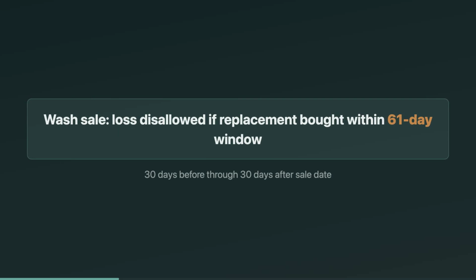Start with wash sales. A wash sale happens when you sell a security at a loss and you buy the same or substantially identical security within the 30 days before or 30 days after the sale. That's a 61-day window centered on the sale date. It even counts if your spouse buys the replacement shares. The loss isn't gone forever. It's postponed by adding it to the basis of the replacement security.